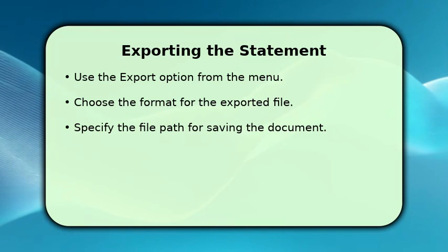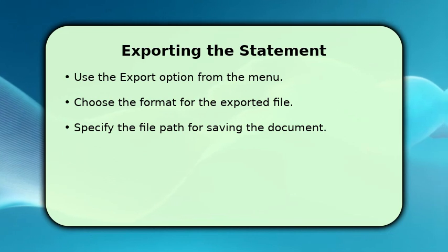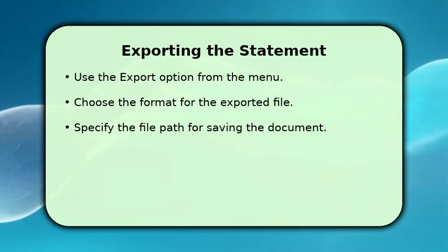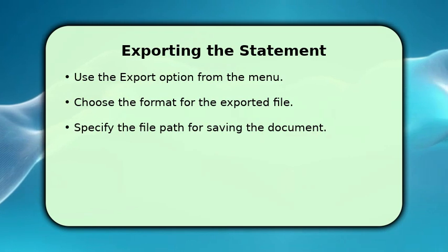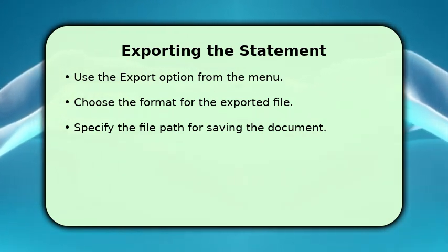With your ledger configured, press Alt+E or select the Export option from the top menu bar. You'll then choose the desired format, such as PDF or Excel, for your statement. Finally, specify the location where you want to save the exported file on your computer. This step prepares your statement for sharing, ensuring it is in a universally accessible format.